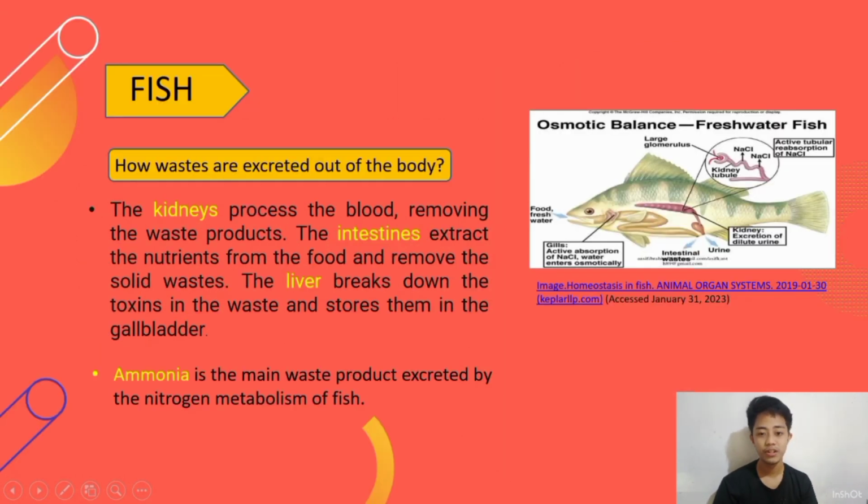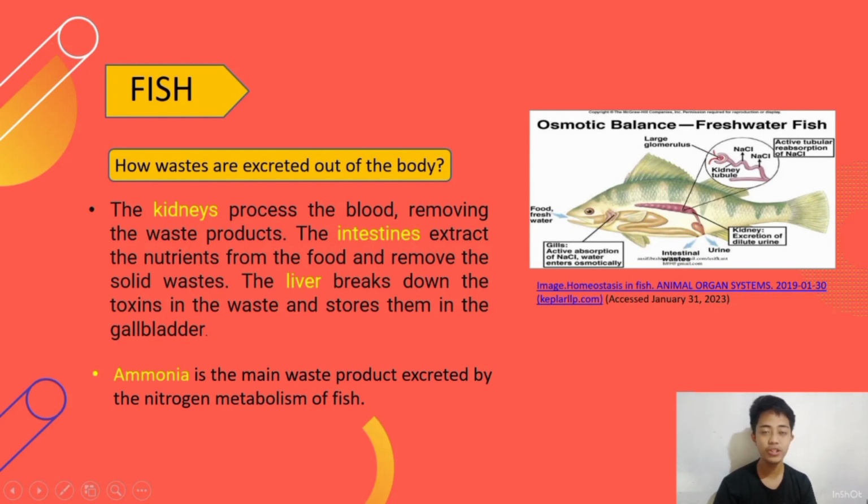So fish. On the right side of the presentation, it is the excretory system of the fish. So how are wastes excreted out of the body? The kidneys process the blood, removing the waste products. The intestines extract the nutrients from the food and remove the solid waste. The liver breaks down the toxins in the waste and stores them in the gallbladder.